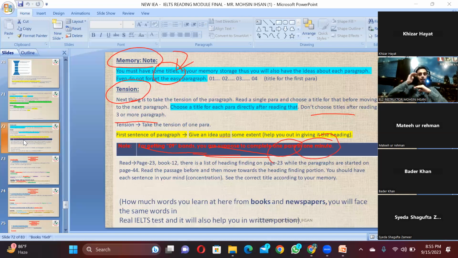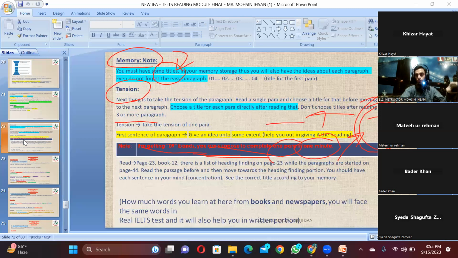Until you are able to understand one paragraph by reading it only one time, you are below 7. To be honest, it is challenging. Hardly can you get 7, but you are below 7 until and unless you understand one paragraph in one time, only one time. If you understand the whole paragraph by reading it only once, you are now 7 plus for the reading section, right?